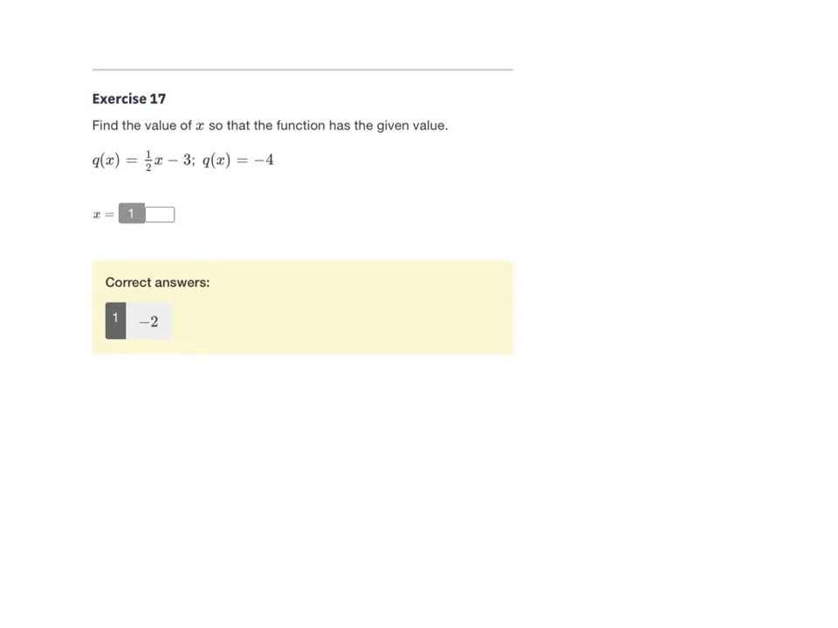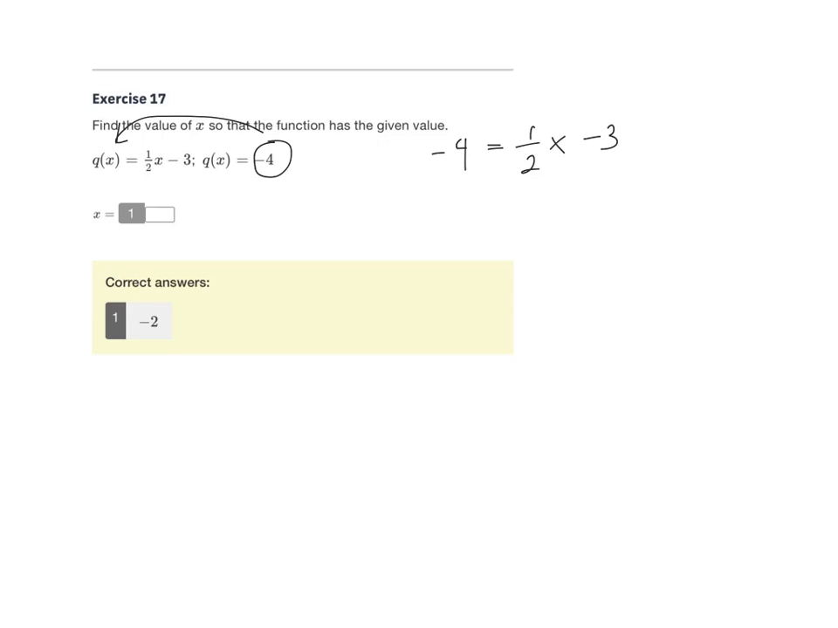Alright, let's go over L1 3.3. Find the value of x so that the function has the given value. So we're going to substitute negative 4 in for q of x. So you would have negative 4 is equal to 1/2 x minus 3. Now we've got a two-step equation.